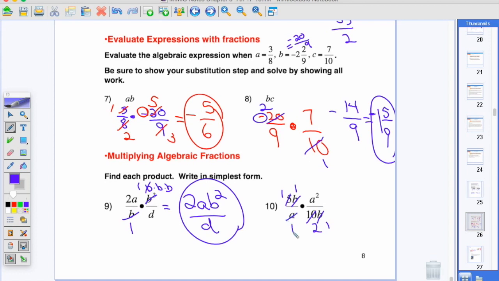Now with the a and the a squared, they each have one a in common, so I'm going to cross off the a and it becomes a 1. A squared is a times a, so I can cross off an a, left with 1. So in my numerator, I have 1 times 1 times 1 times a, or just a, and then 1 times 2 in the denominator, which is 2. So my answer is a over 2.